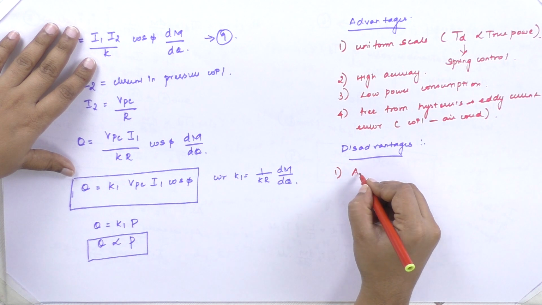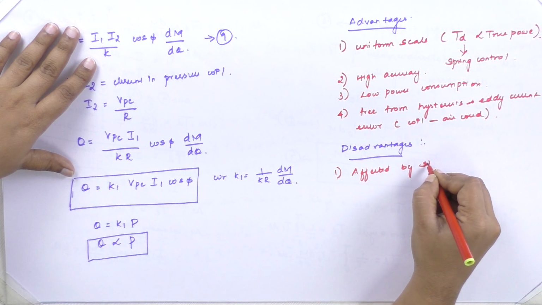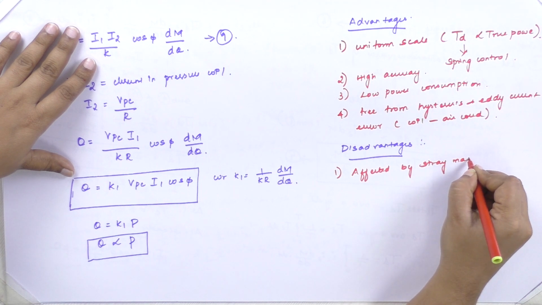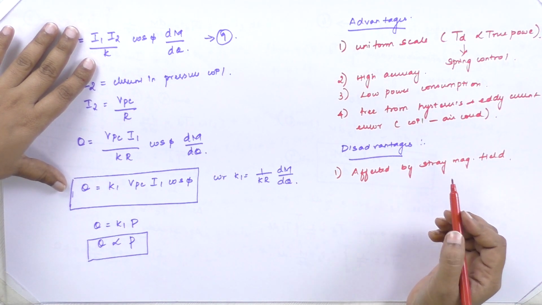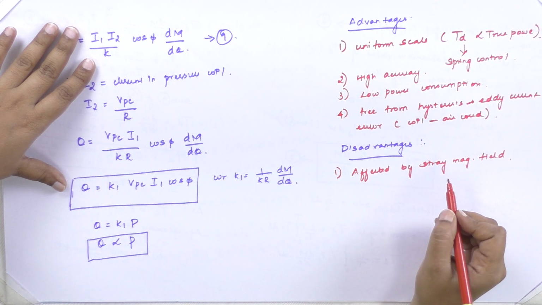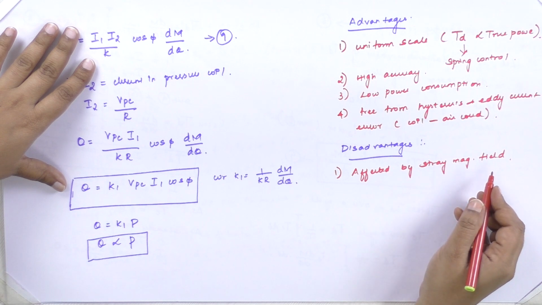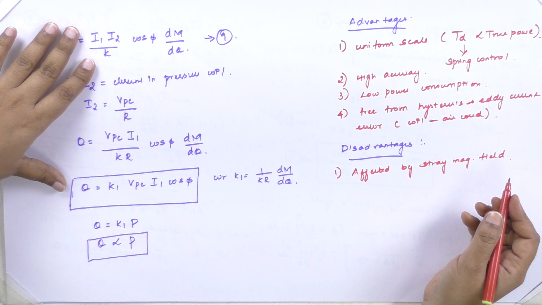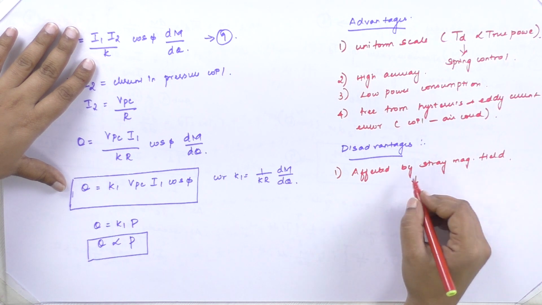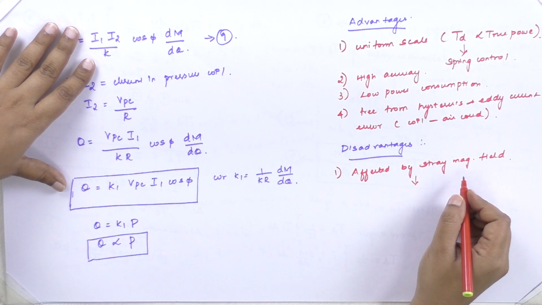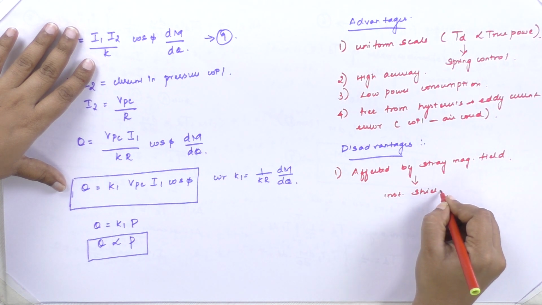So, it can be easily affected by stray magnetic fields because the magnetic field produced by this coil is very weak. So, it can be easily affected by the external magnetic field, which will affect the deflection torque produced. To prevent this instrument from the stray magnetic field, the instrument should be shielded.